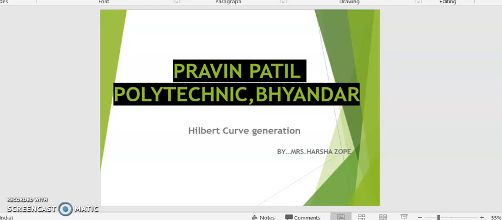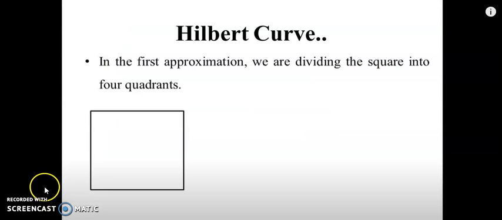Today we are going to study the Hilbert curve generation algorithm. Already we have studied what the Hilbert curve is. Now we will study in detail the implementation part of the Hilbert curve, and how the Hilbert curve will be formed.